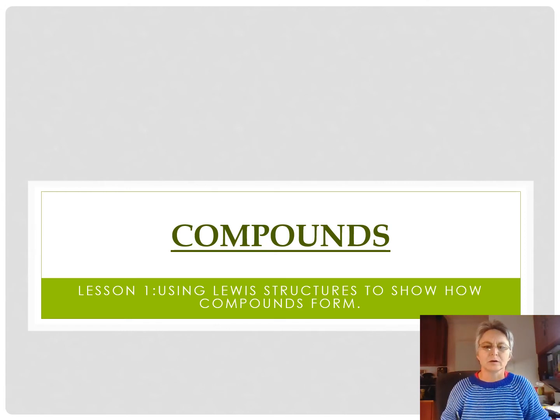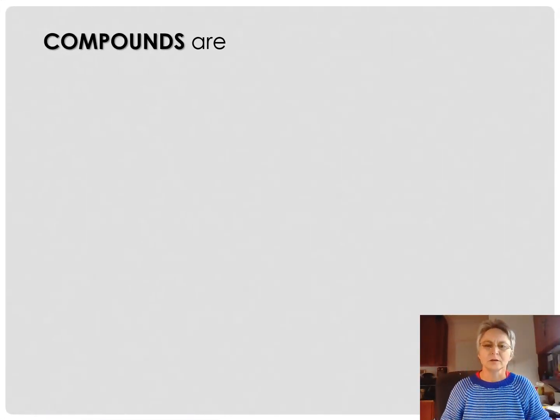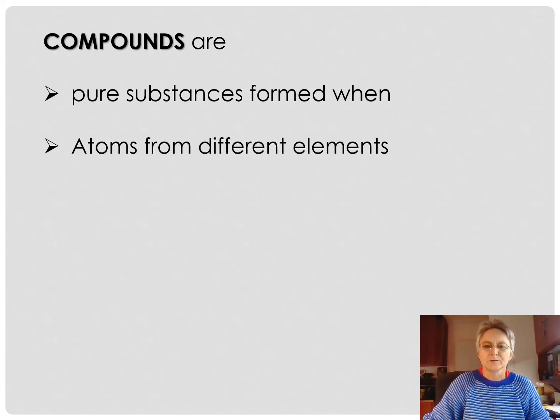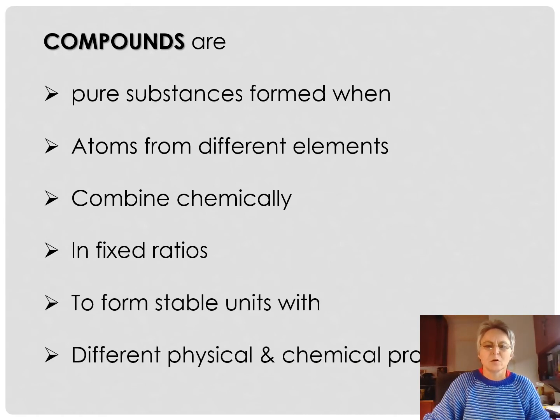We are going to talk about compounds and how to use Lewis structures to show how the compounds are formed. So what are compounds? The definition of a compound is that it is a pure substance formed when atoms from different elements combine chemically in fixed ratios to form stable units with different physical and chemical properties. This is an important definition.